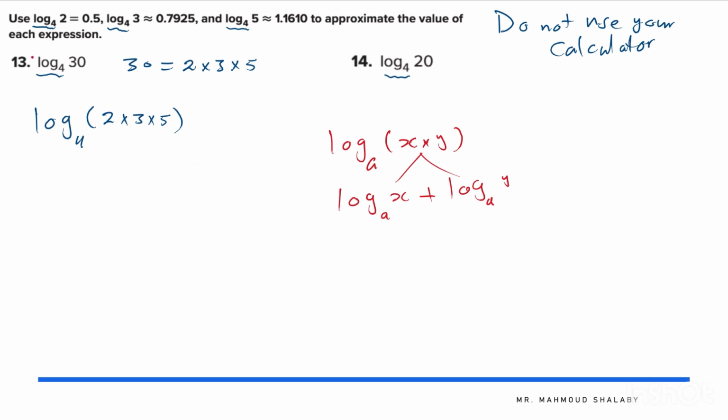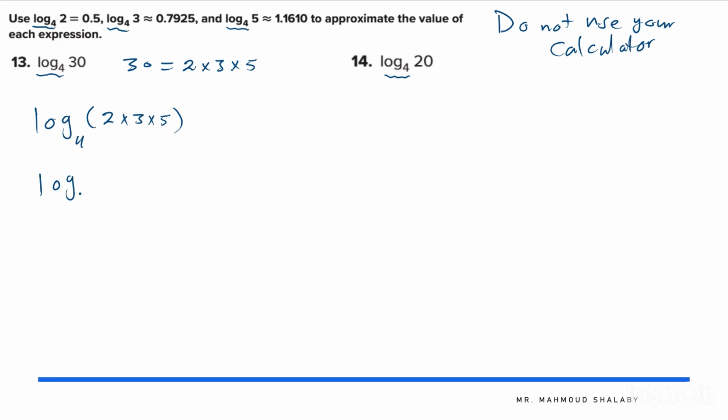All right, so now let's go back to the question. If I want to rewrite this using this property, I will write log to the base 4 of 2 plus log to the base 4 of 3 plus log to the base 4 of 5. This is how it works. We split this into these three logarithms using the same base.